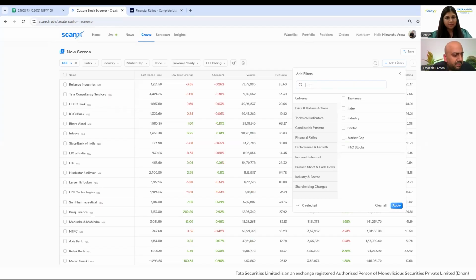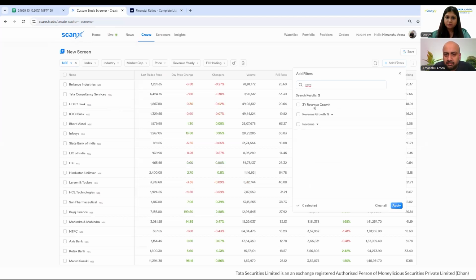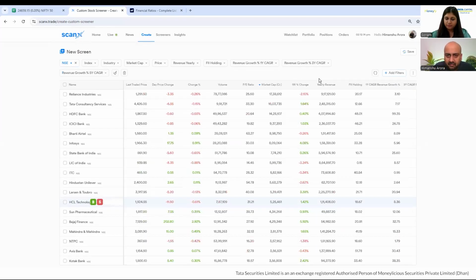I can be wrong also, but I personally feel that a good company is one that has always seen its sales growing. If the company is growing in terms of revenue, that means people need that product. For example, people are using Zomato, Swiggy, Reliance Industries, TCS, etc. So let me add one condition, for example, revenue growth. You want to find out all the companies which have been growing in revenue in the last 1 year, last 3 years, and last 5 years.